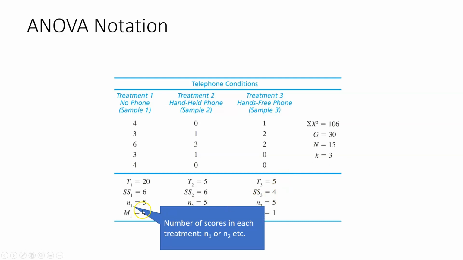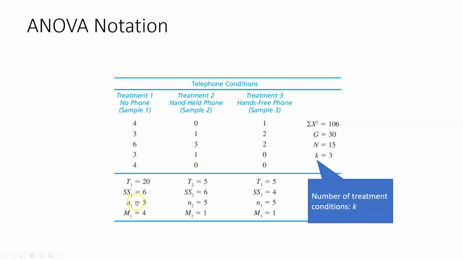First, the little n in this situation means the number of scores in each treatment. Like n1 or n2, you put a little sub next to the treatment number. So this is treatment 1, so all of these have here a sub 1. This is treatment 2, so they all have a sub 2. But n is the number of scores inside this treatment. So here there's 5 scores. Little n equals 5. K represents the number of treatment conditions. You can see here we have treatment 1, treatment 2, treatment 3, so K is 3.